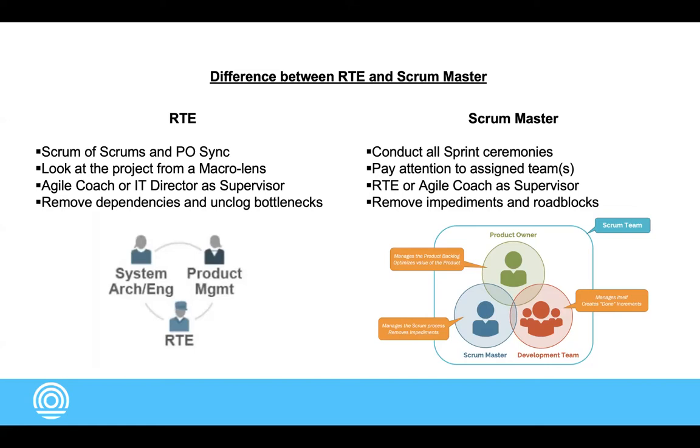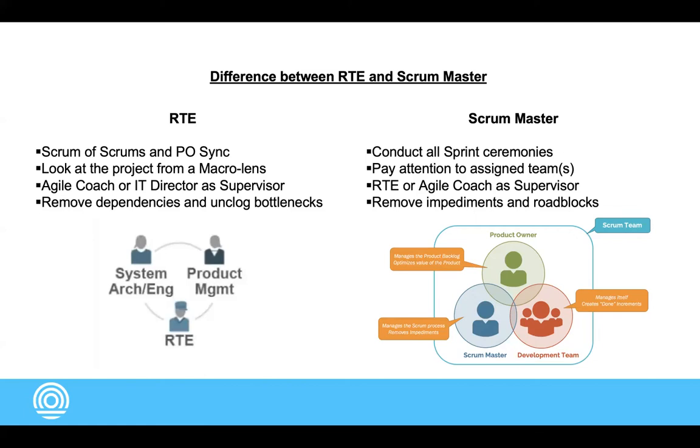On the right-hand side, usually for the Scrum Master, the RTE is their supervisor or Agile coach, while the RTE's supervisor is usually the Agile coach as well, or the director of IT. Last but not least, the Scrum Master removes impediments and roadblocks, while the RTE more so looks at things from the team level. So remove dependencies from team to team, or unclog any bottlenecks that may mess up the team.